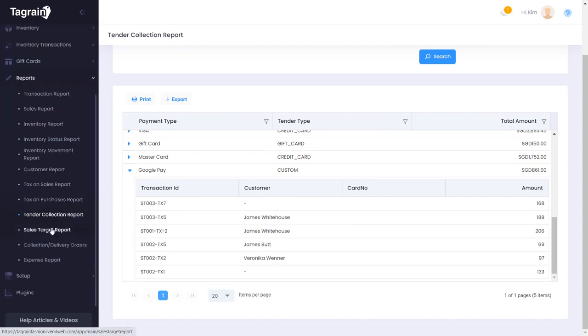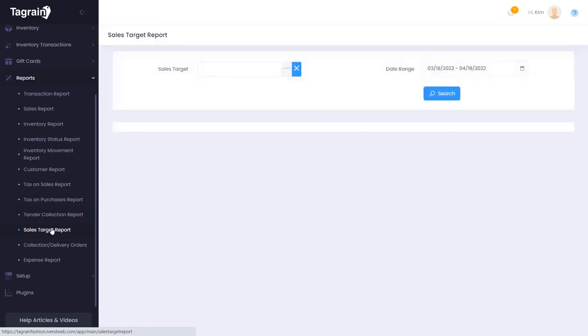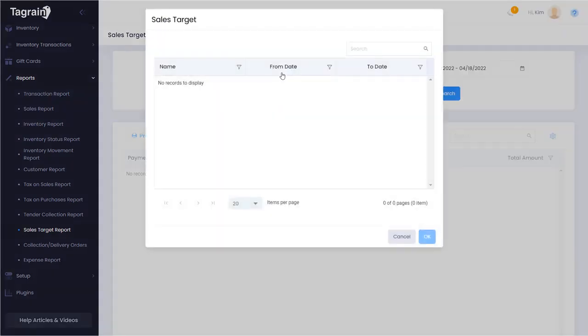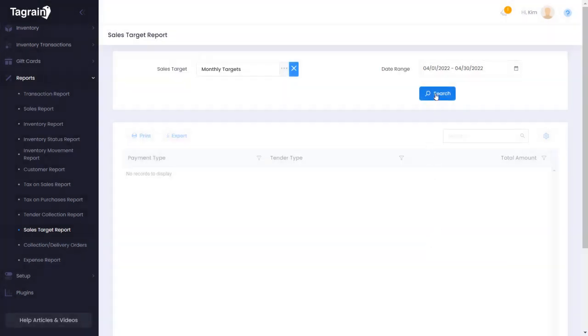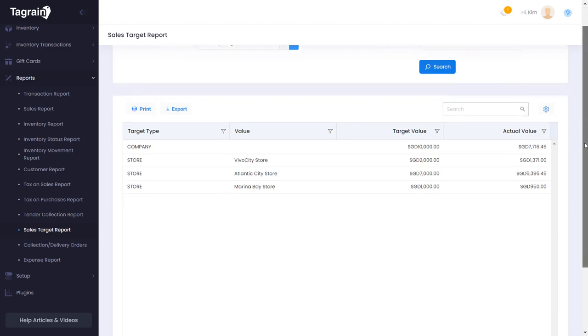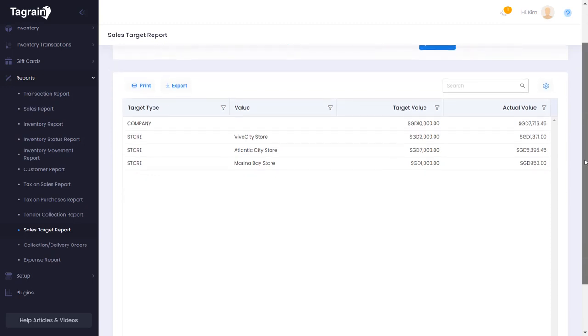Sales Target Report. Available only after the activation of Sales Target Management plugin, the report is used to compare actual performance against what was targeted. Sales targets are set under store management and can be set for the entire organization or at different levels of granularity like store, product group, product, and even cashier.